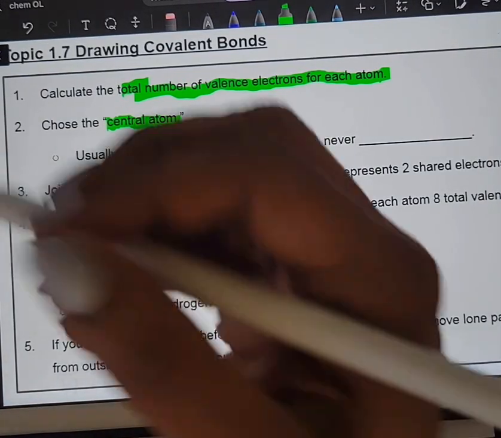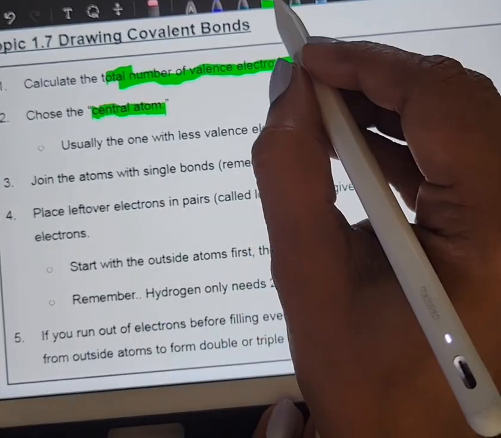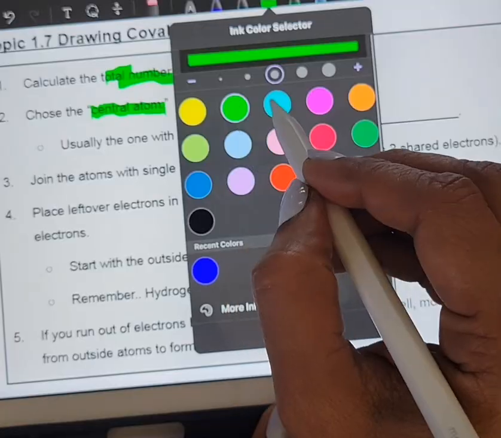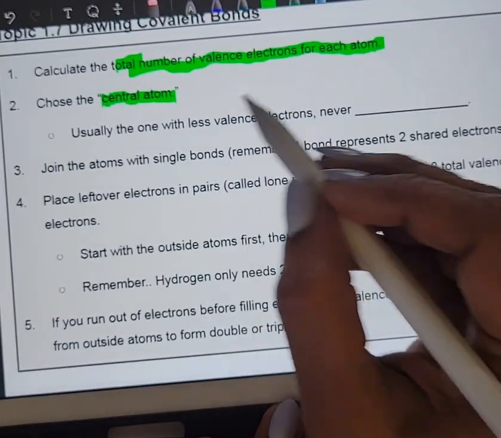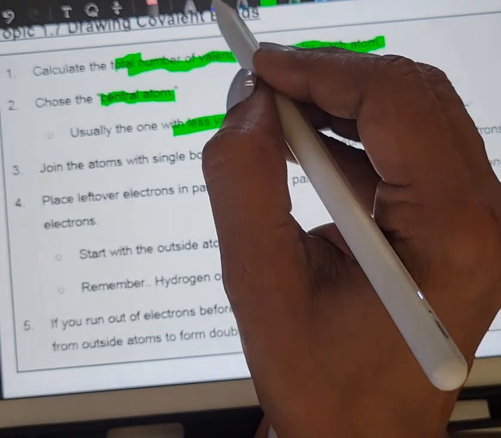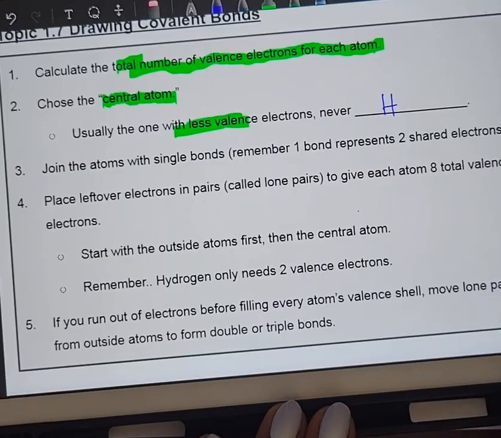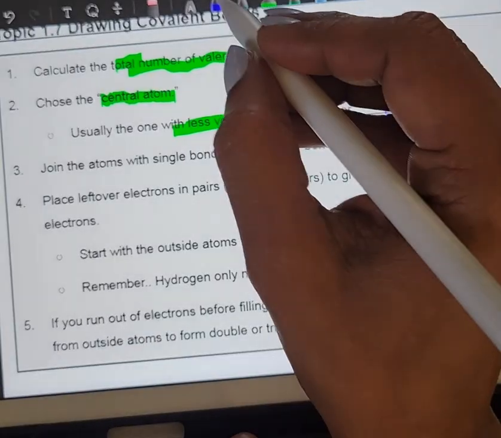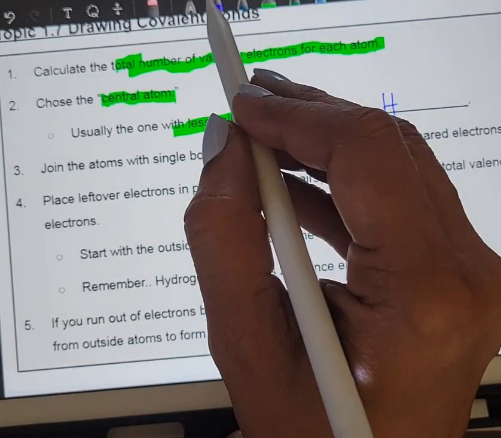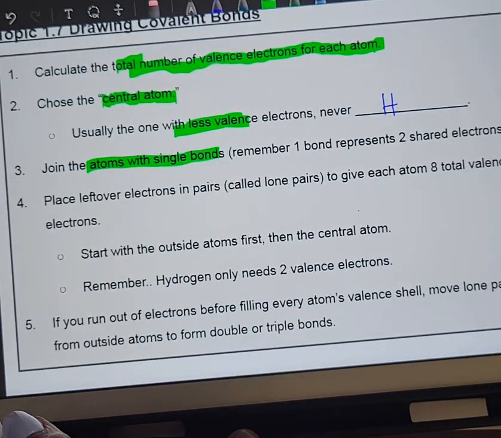Okay, so let's continue. Usually the atom in the center will have fewer valence electrons. Only exception, hydrogen never comes in the center. Always remember, hydrogen is small. It cannot accommodate so many atoms around it, so it will never come in the center. First you have to decide the central atom, then join all the atoms with a single bond.